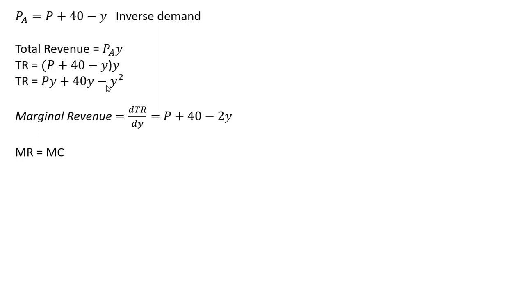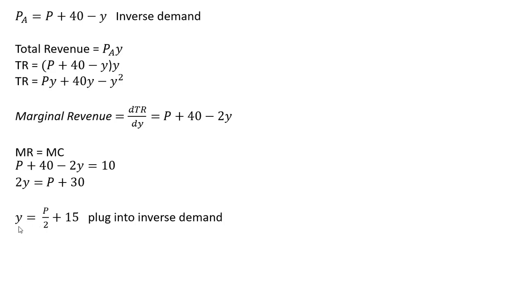Multiplying through by Y, we have total revenue, and we'll get marginal revenue by taking a derivative of total revenue with respect to Y. We're going to set marginal revenue equal to marginal cost and solve for Y. Solving for Y, we get this result. Now we're going to plug it into the inverse demand. So where we see Y, we're going to plug in P divided by 2 plus 15. Doing that over here, making our substitution.